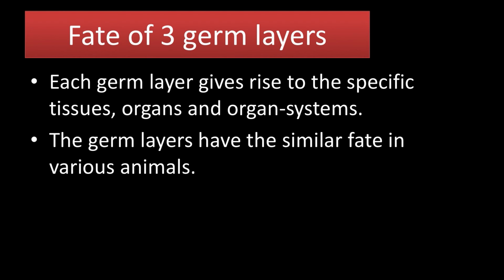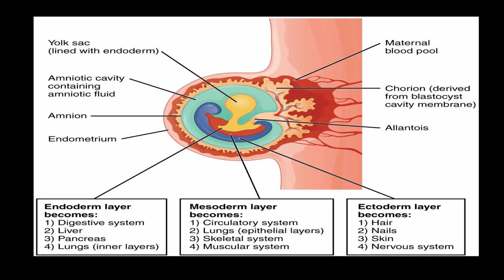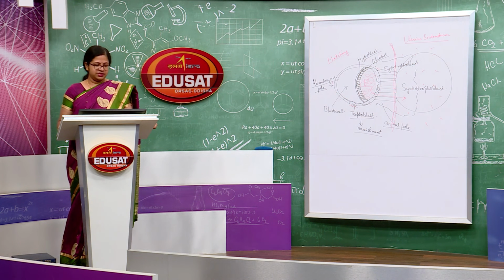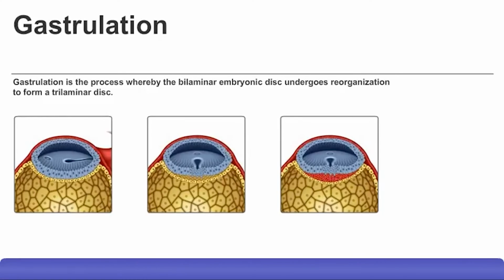Now, what is the fate of the three germ layers that are formed? Each germ layer gives rise to specific tissues, organs and organ systems, and they have specified functions. The endoderm layer becomes the digestive system, liver, pancreas and lungs. The mesodermal layer becomes the circulatory system, lungs, skeletal system and muscular system, and the ectodermal layer forms the nervous system, skin, hair and nails. Now, let us see a video that will give a descriptive account of whatever we have already discussed.